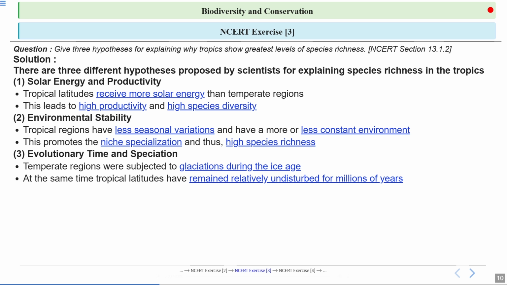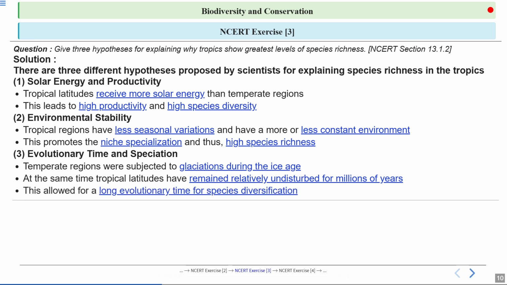Okay, so tropical regions are stable. Why are they stable? Because of the consistent climatic conditions. The climatic conditions are also stable, they are not changing. Clear? And there are no major disruptions in the tropical regions as compared to the temperate regions. So again, this has given more time for species to evolve. Okay, so this allowed for a long evolutionary time for species diversification.